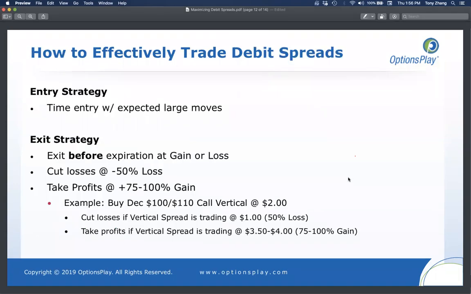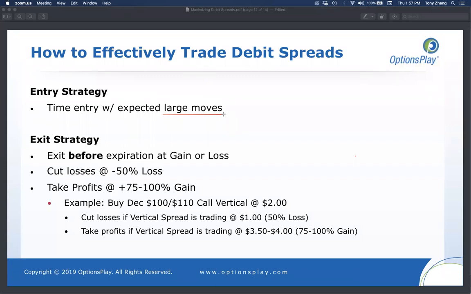Okay, great. So lastly, let's talk a little bit about how to manage debit spreads. Whenever we're trading debit spreads, like I said, you want to time your entries with an expected large move. So I think Steven had that JD example that I thought was a prime setup, where a stock traded against a resistance level for months, finally broke out above it, came back to test it as support, and it looks like it's about to start moving higher. Those are the best times to enter one of these types of debit spreads.